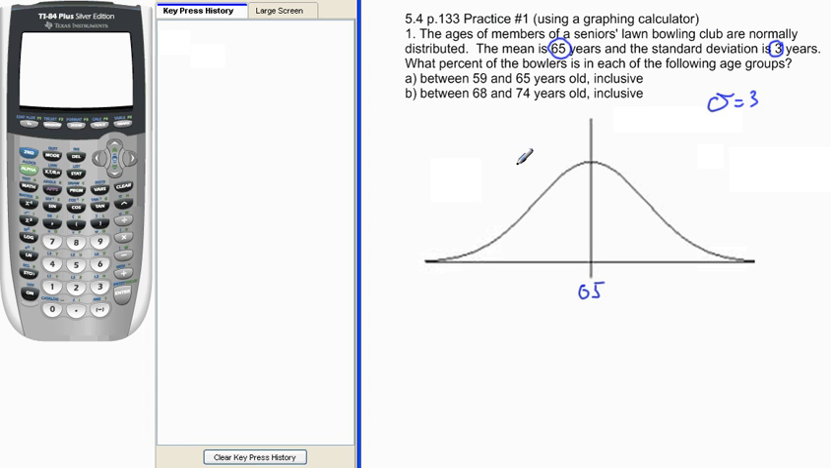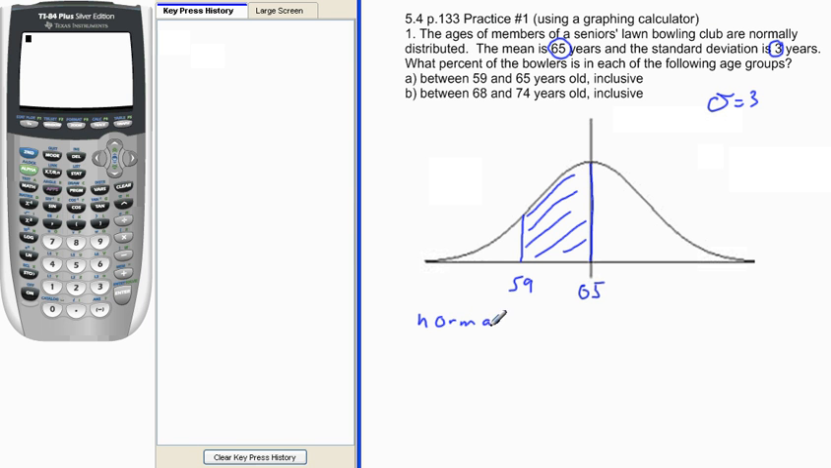Part A asks us what percent is between 59 and 65. So let's put in 59 somewhere to the left of 65. We know what's to the left because it's lower than 65. Our right bound is 65, so let's make a line right at the mean. And we'll shade the area that we're looking for, between 59 and 65. Using our calculators, we can determine this area using the normal CDF function.